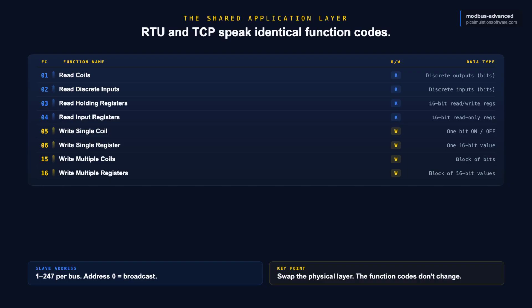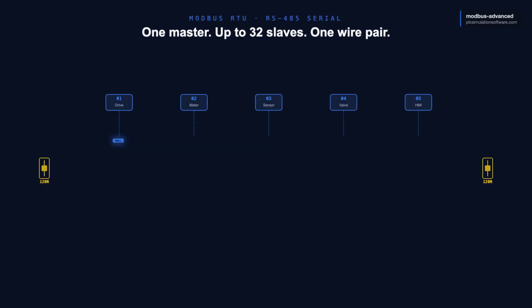Whether the message goes over RS485 serial or over Ethernet, function code 03 still means read holding registers in both cases. The decision is not what the message says. The decision is how the message gets there.